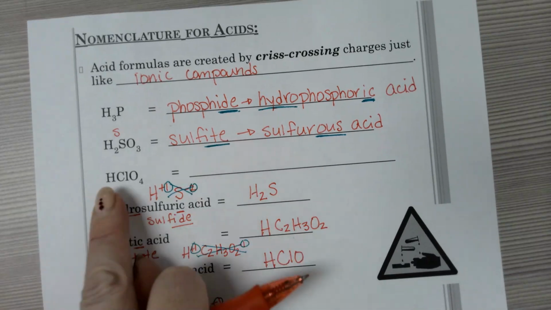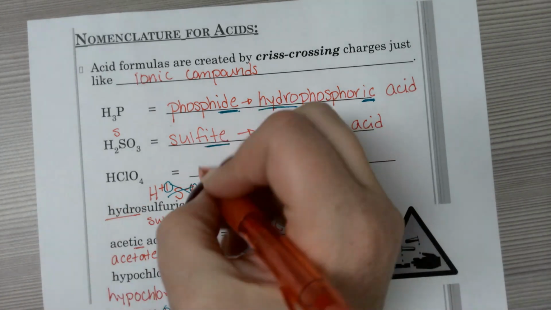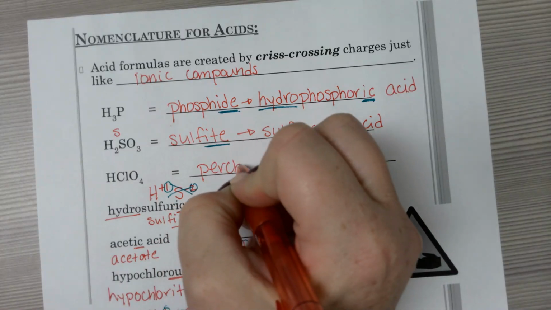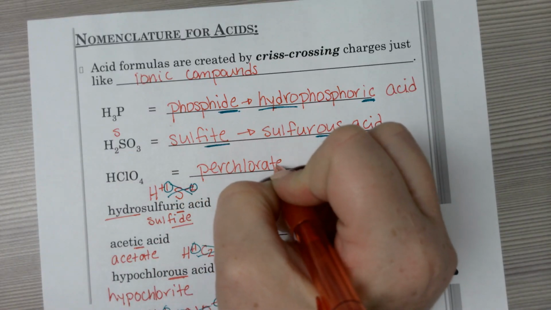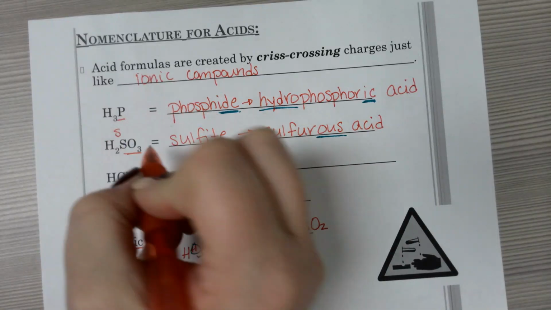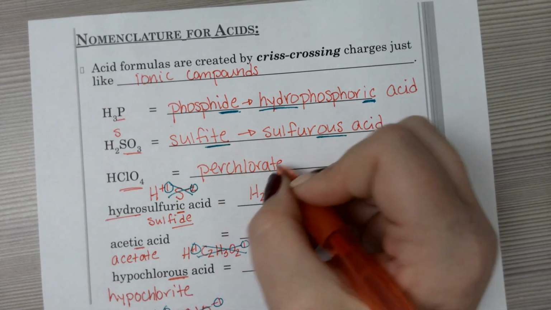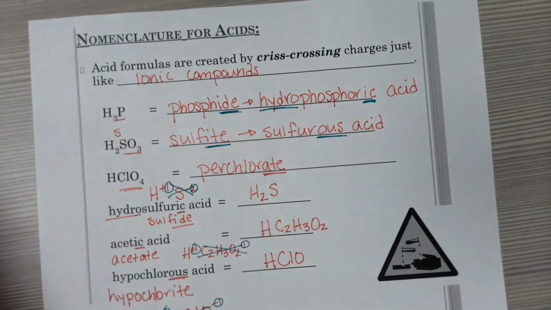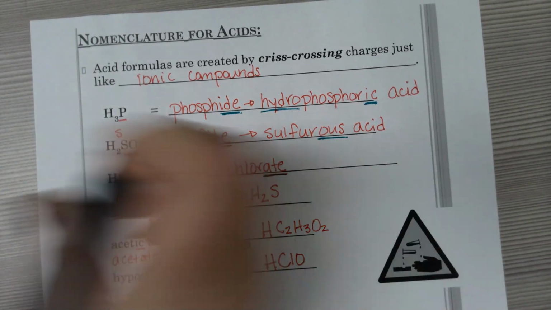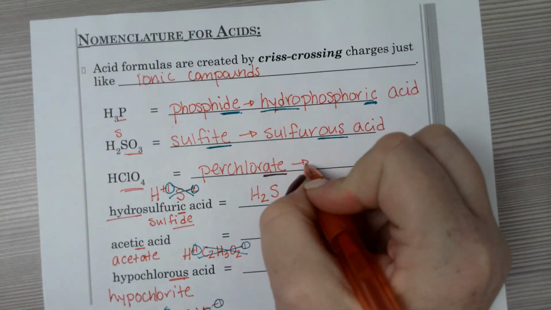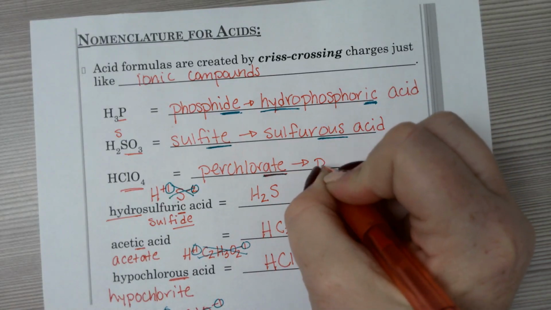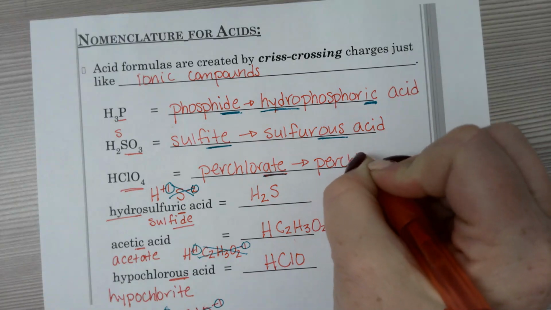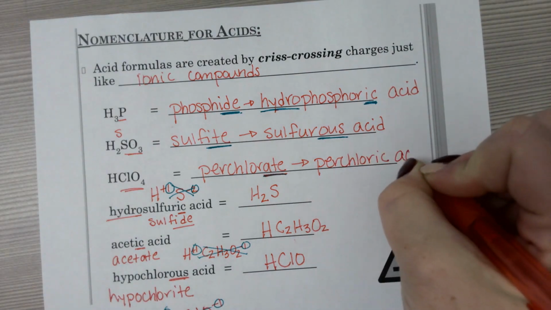Okay. Next one, HClO4. This is perchlorate. So we've been just looking at our anions here. So perchlorate, ATE ending. So we're going to change that to IC, perchloric acid.